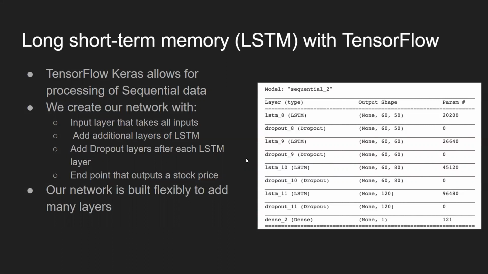At the end of this, we have the dense layer, which outputs the stock price, and this is a many-to-one neural network. We implemented our network such that we can change the number of units or nodes for each LSTM layer and the strength of the dropout layers.